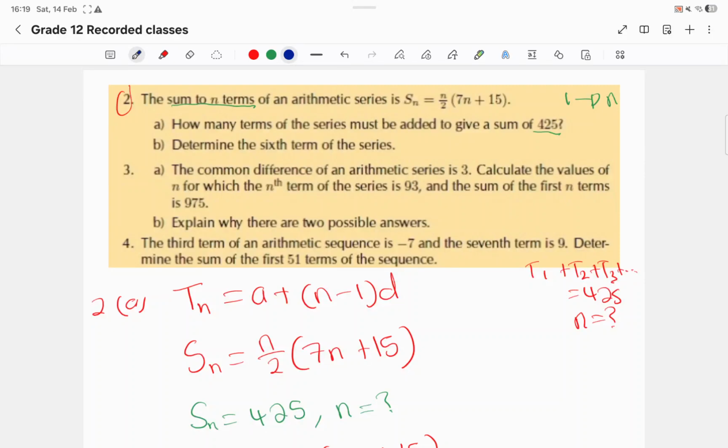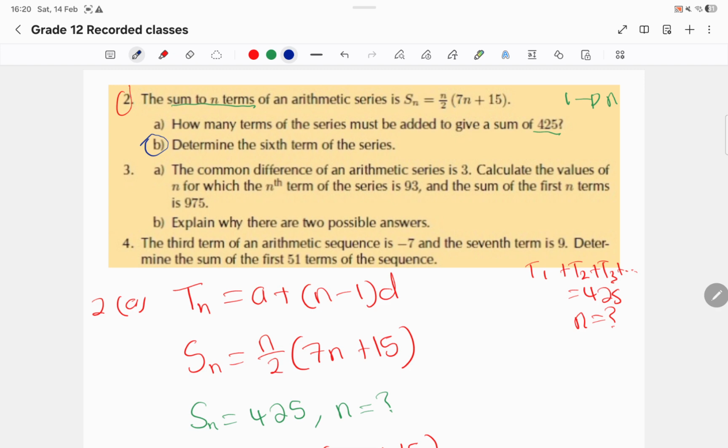So while we are still looking at question number 2, we have calculated what the value of n is. So part B, let's look at part B now of the same question number 2. We need to determine the sixth term of the series. What we've been given here is the sum, so we've been given the formula of the sum.